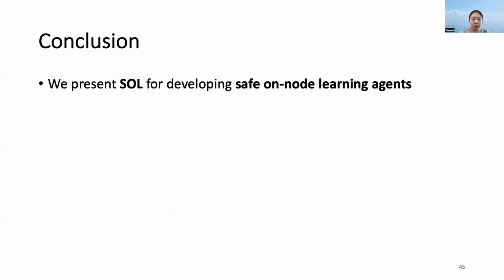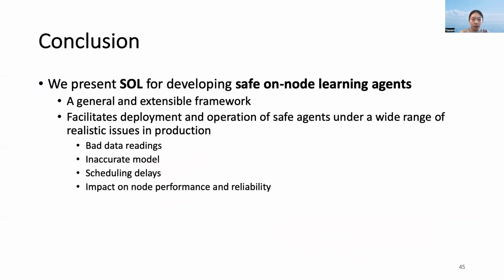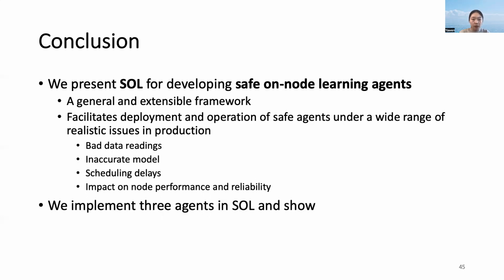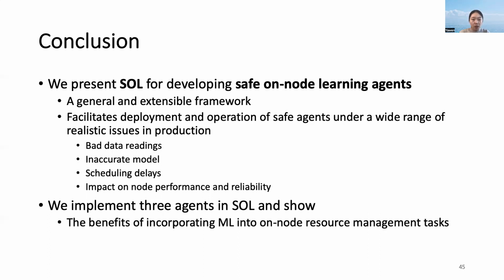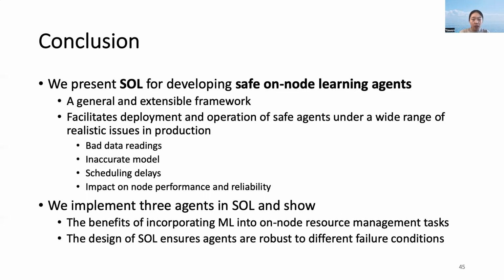In conclusion, we present SOL for developing safe on-node learning agents. SOL is a general and extensible framework. It facilitates development and operation of safe agents under a wide range of realistic issues in production, including bad data, inaccurate model, scheduling delays, and impact on node performance and reliability. We also implemented 3 agents in SOL and show that ML-based resource management agents have great potential, and also SOL can help build them to safely operate under different failure conditions in production.